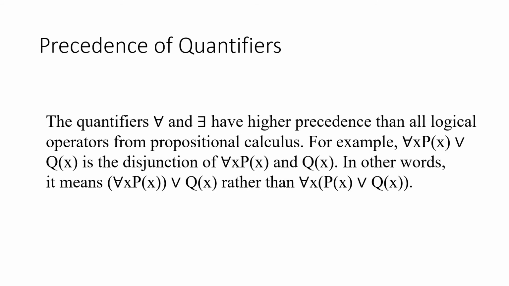The quantifiers there exists and for all have higher precedence than all logical operators from propositional calculus. For example, there exists x, p of x or q of x is a disjunction of there exists x p of x and there exists x q of x. In other words, it means for all x, p of x or q of x.